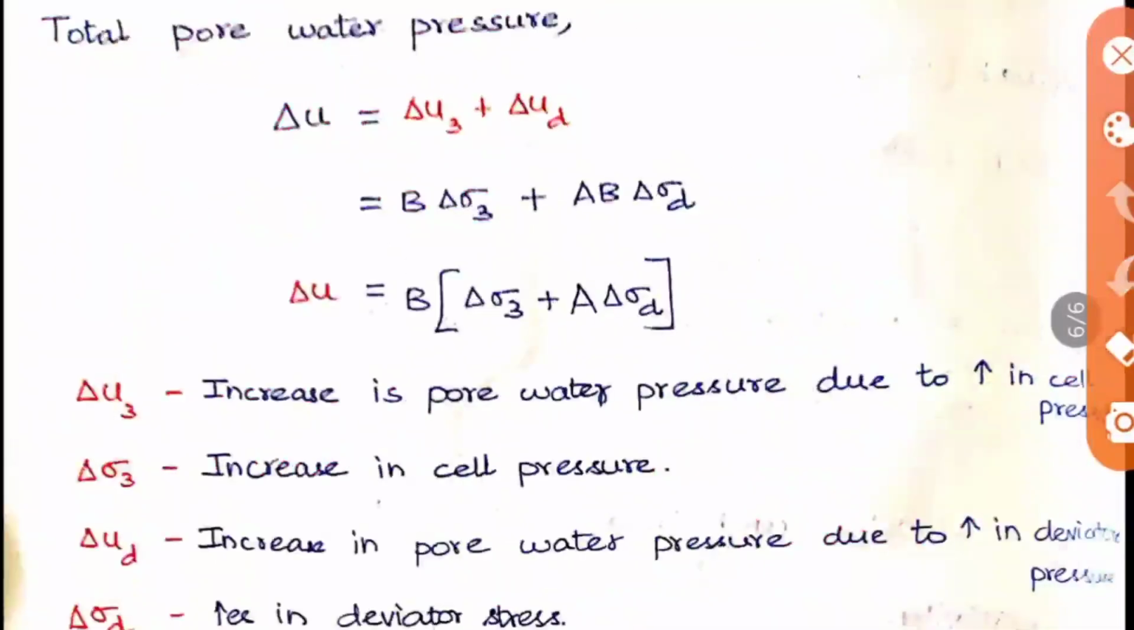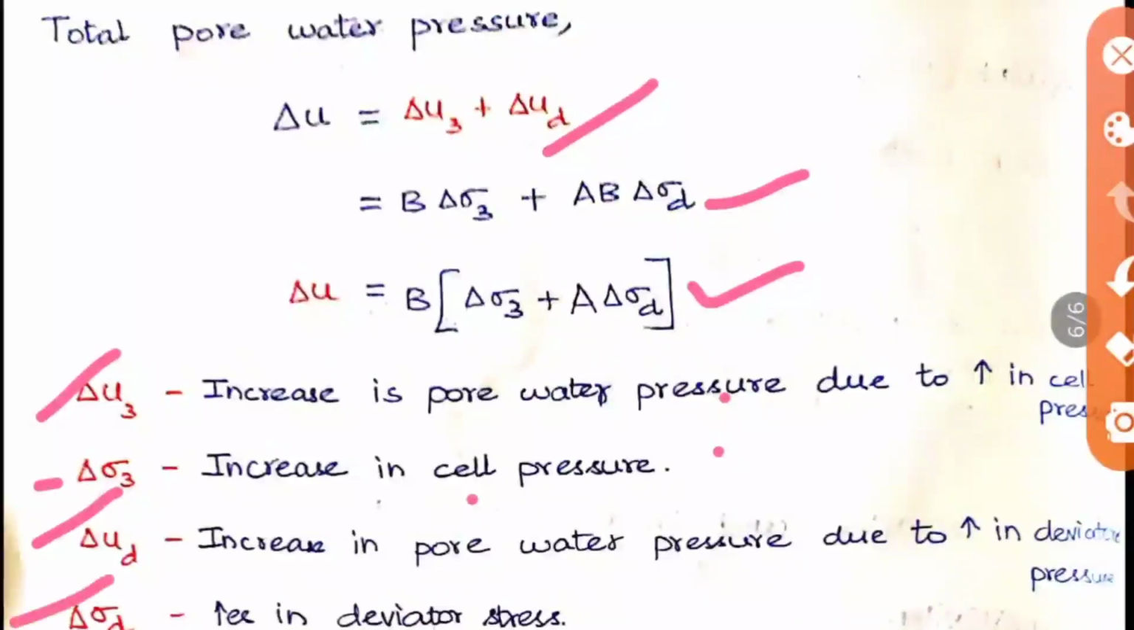So the total pore water pressure is the summation of these two, that is del u3 plus del u_d. They have expanded it here again and taken B as common, that is all given here. The definition of these is given here, I told you, no? So del u3 is the increase in pore water pressure, del sigma 3 is the increase in cell pressure, del u_d is the increase in pore water pressure, and del sigma d is the increase in the deviator stress.